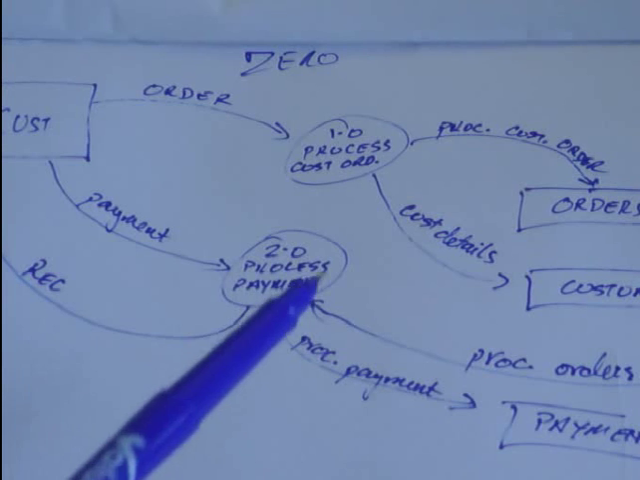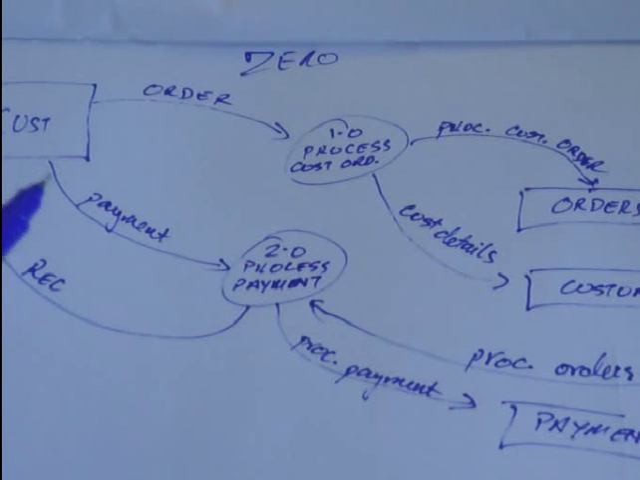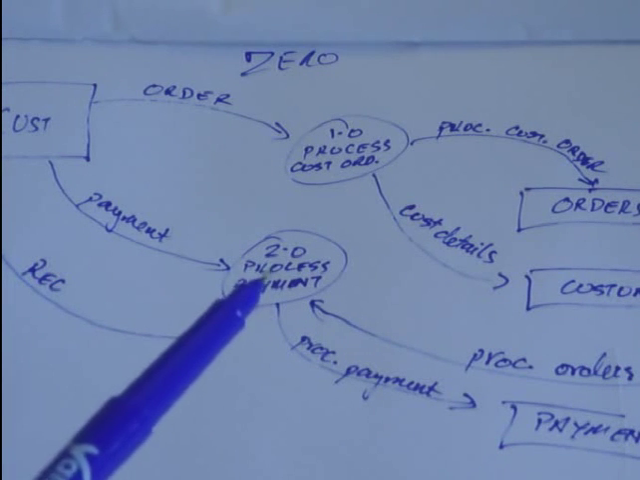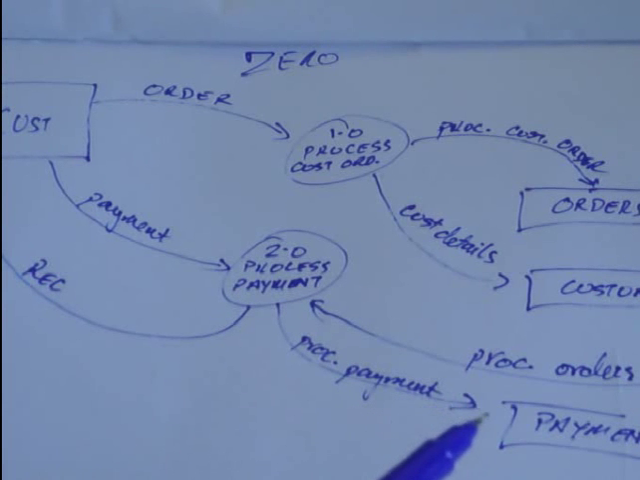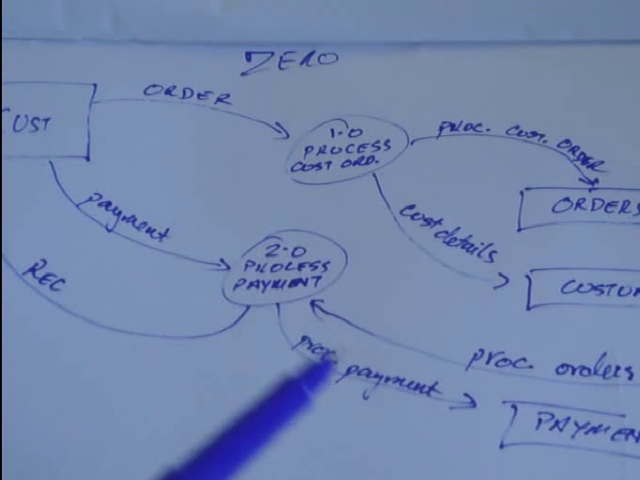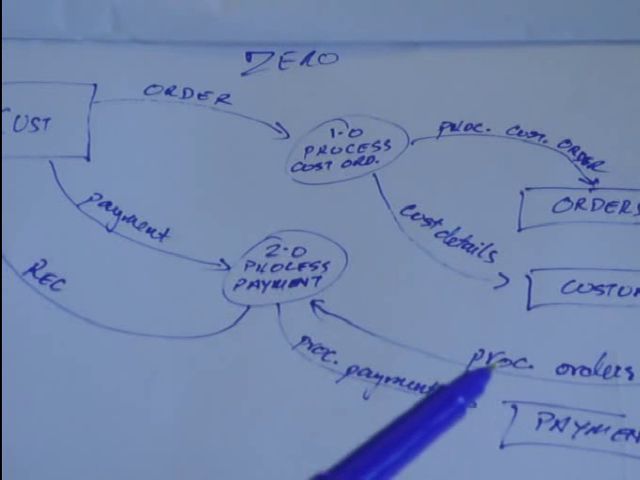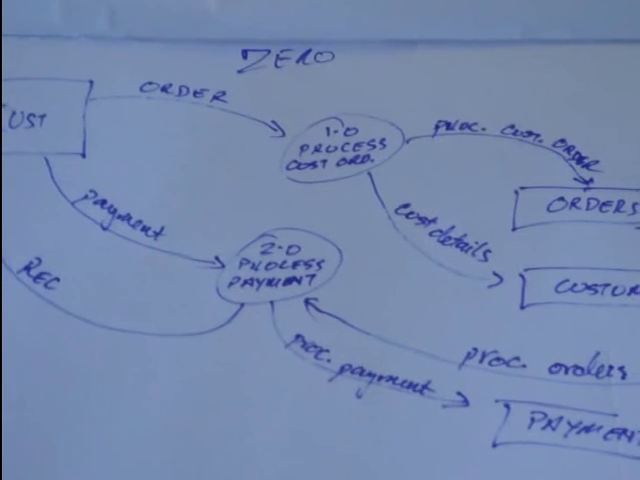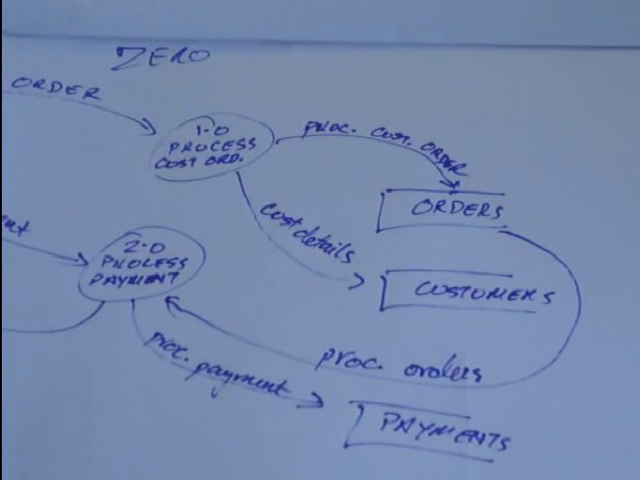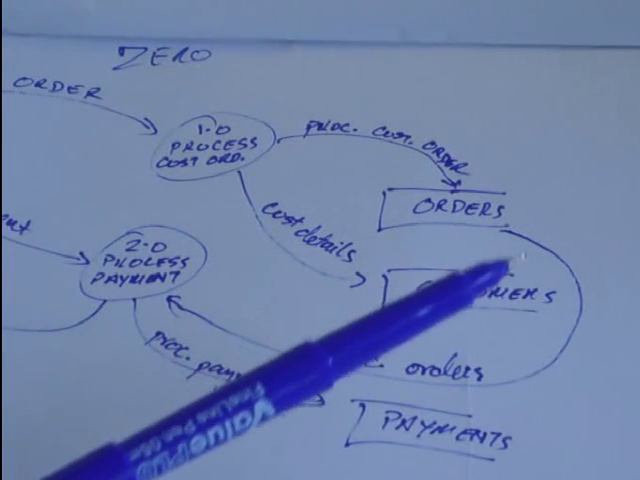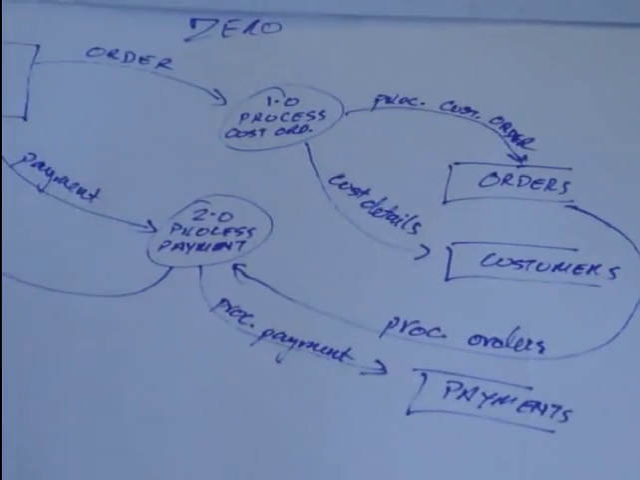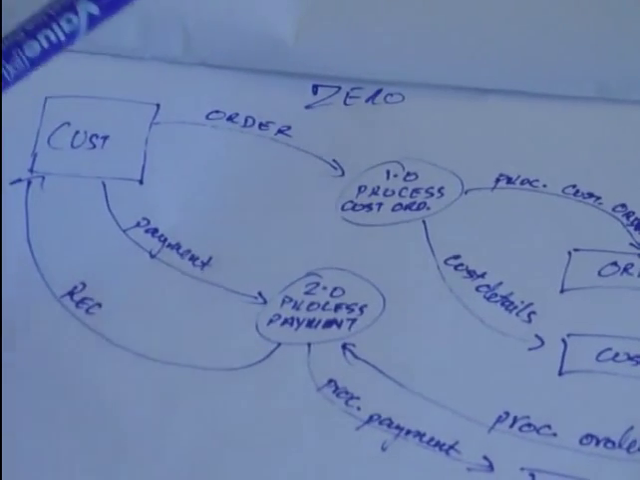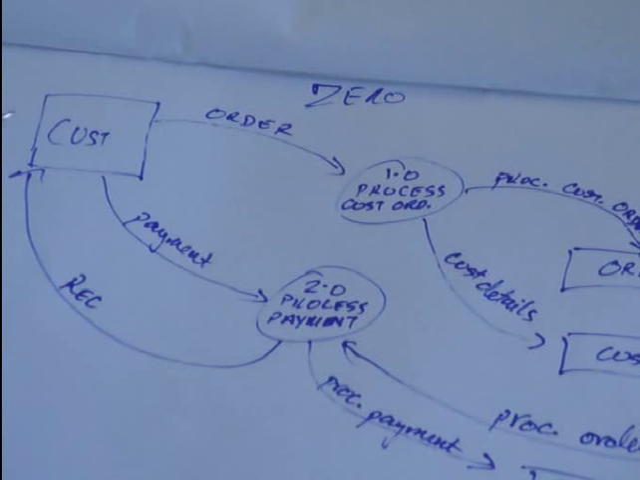So the second process, process payment, is taking payment from the customer and then recording the processed payment into the file, the payments data store. But to actually process a payment, it needs to get some order details. So these are the order details. If you notice, they're coming from the orders data store, right from there. And once the payments are processed, it is basically generating a receipt and giving the receipt.